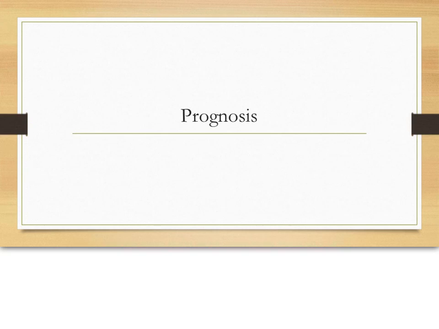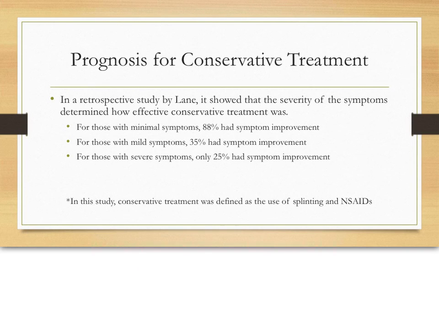Okay, and prognosis. In a retrospective study, they showed that conservative treatment was very effective, but only for patients with minimal symptoms. And as you can see, the percentage of patients who got better decreases as the symptoms become more severe. But one thing to note about this research article was that the conservative treatment they used was only splinting and NSAIDs, so it's a lot less than everything that we just described. So I'm sure with everything put together, it'll probably be a higher percentage of those that get better with conservative treatment.